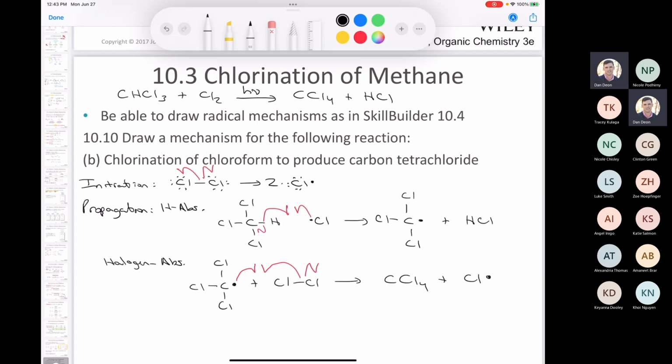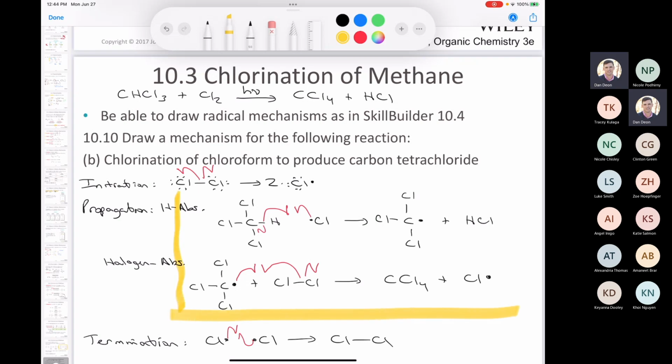There we go. The last step is going to be termination. So termination. You can draw any 2 radicals you want coming together. I mean, I could ask you, but we could just pick 2. We could just pick 2 chlorine radicals to make it simple. And we'll say they're going to come together like that. And the reaction is done because you have no more radicals. There we go. You end up forming Cl2. If you look very carefully, you might notice that if you add these 2 reactions together, your propagation steps, the trichloromethyl radical cancels and the chlorine radical cancels.